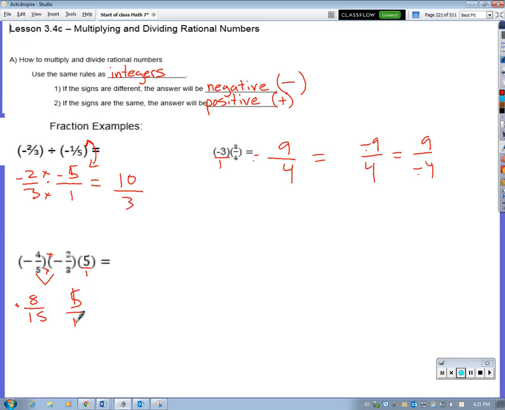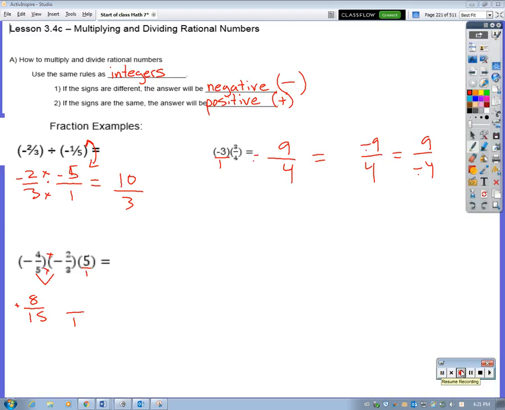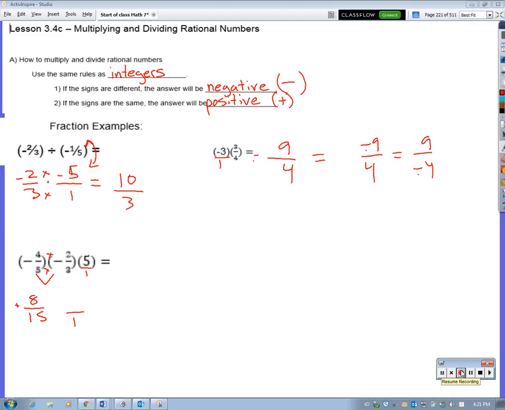Let me erase that real quick, make that nicer. Drop down the 5/1. We're still all positive. I can multiply across top. 8 times 5 equals 40. Multiply across the bottom. 15 times 1 equals 15.